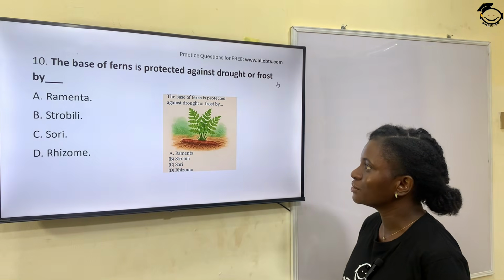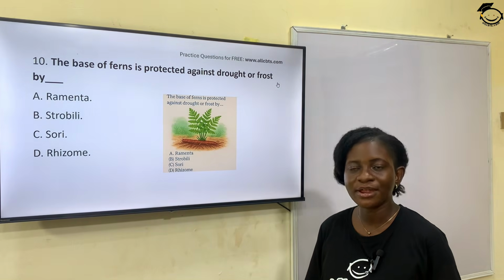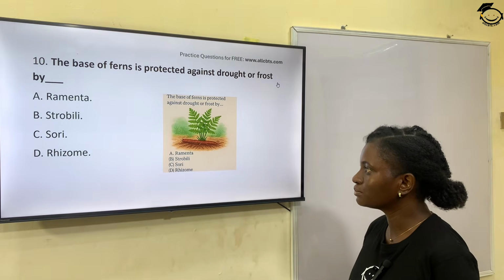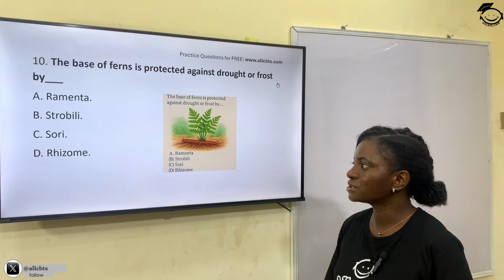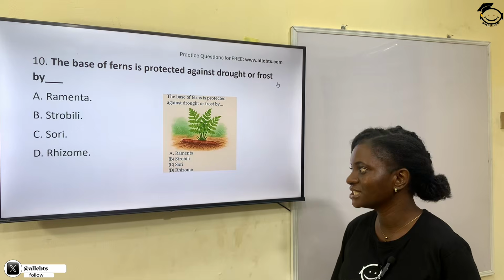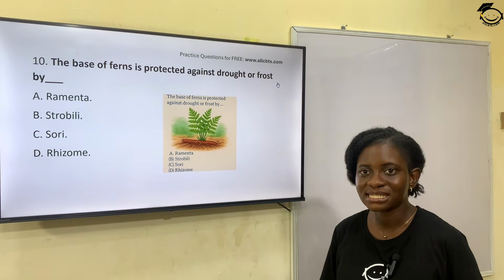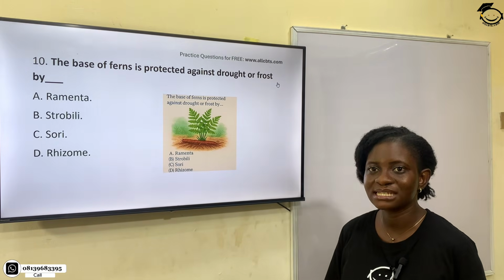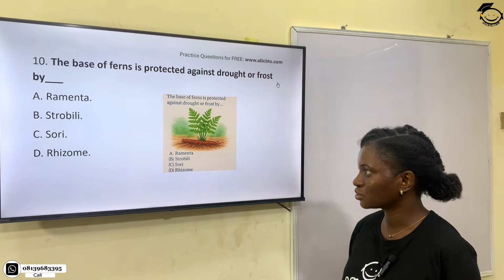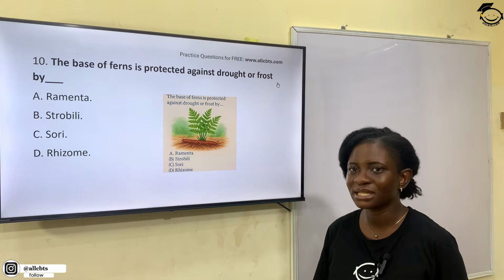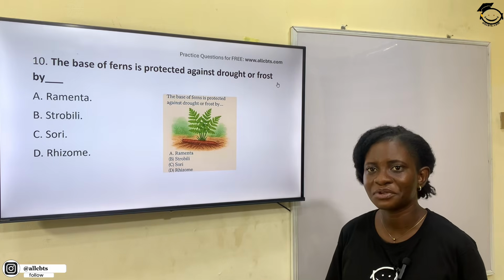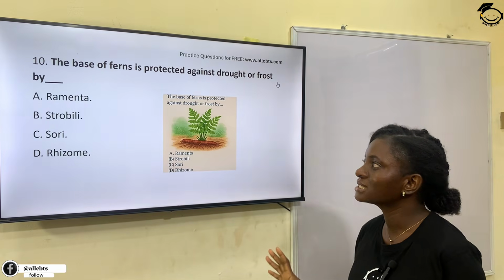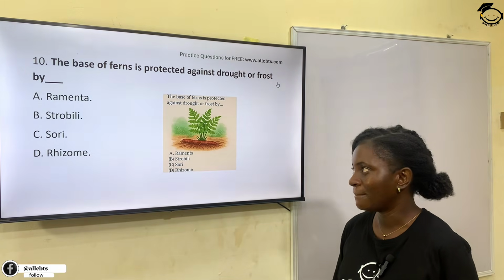So let's take a look at the options. Option A, ramenta. Option B, strobili. Option C, suri. And option D, rhizome. So the correct answer is ramenta. It has a hair-like structure, while strobili has a cone-like structure, and rhizome is involved in propagation. So the correct answer is ramenta.